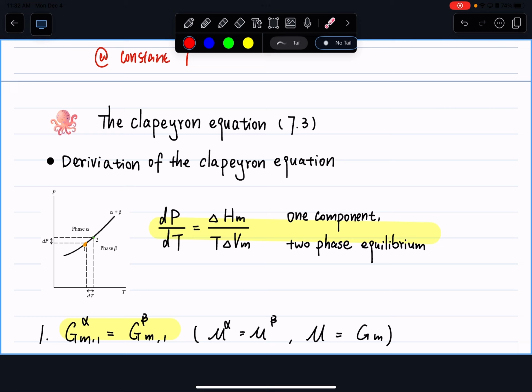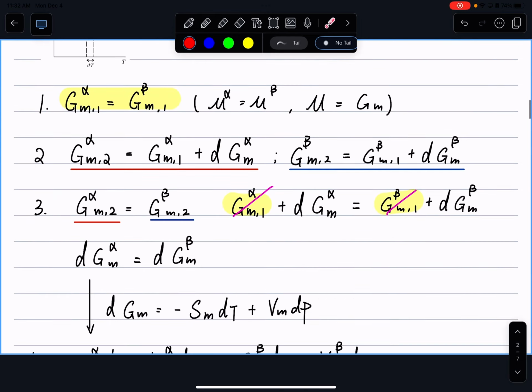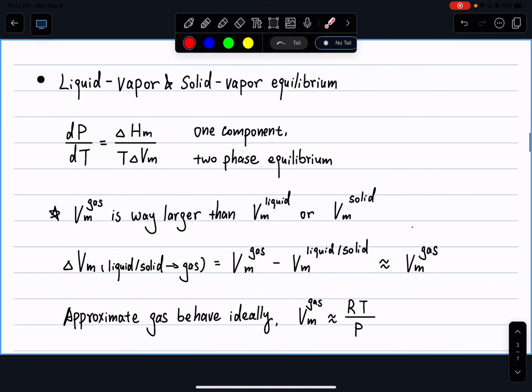All right, so that's the derivation. And then we'll see two examples of the Clapeyron equation and see how we can use it to solve for some more quantitative picture in our phase diagram. So the first application is our liquid vapor or solid vapor equilibrium. So liquid vapor, solid vapor, they're similar to each other, so we put them in the same box. And later on, we'll look at the solid-liquid equilibrium. We'll save the solid-solid equilibrium because we're not talking about the higher order phase diagram.